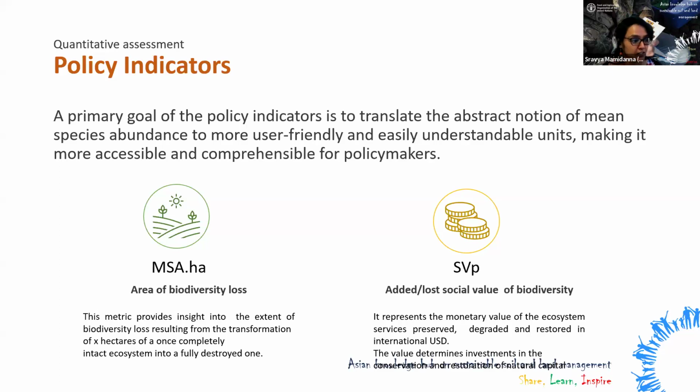The second indicator is the added social value of biodiversity, which is basically a monetary value of ecosystem services, which is retrieved using a simple benefit transfer function from something called the Ecosystem Services Valuation Database, and it is adjusted to the MSA value within the project site and provided as a valuable policy indicator.